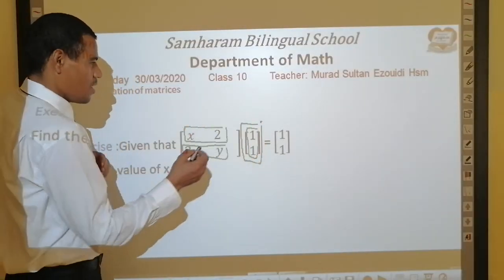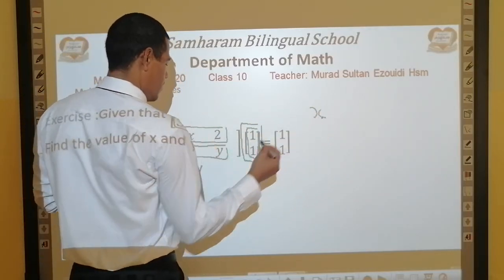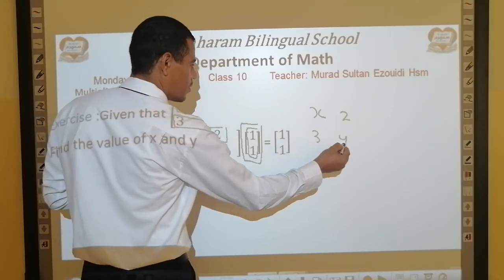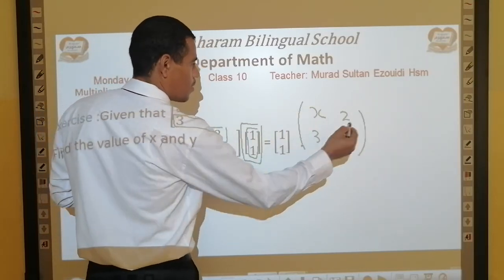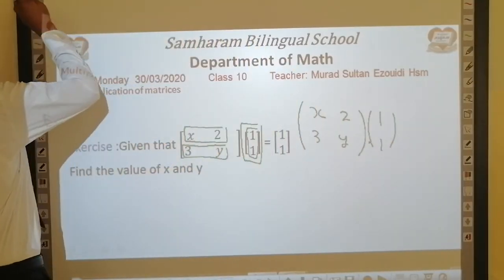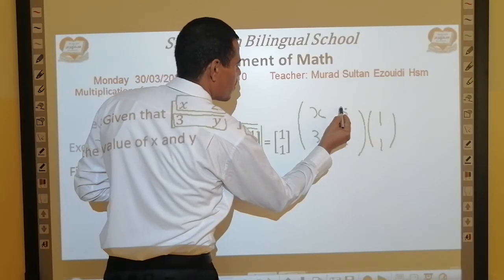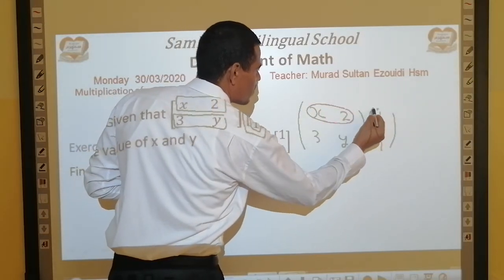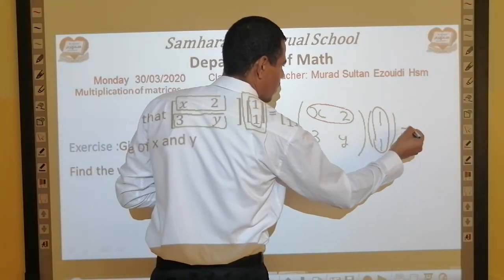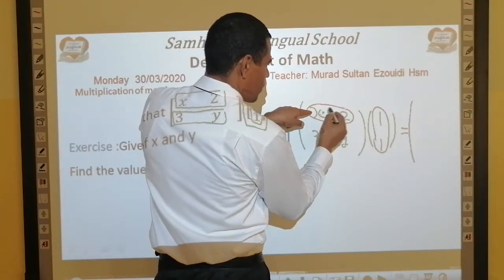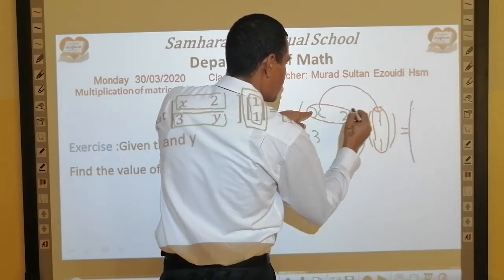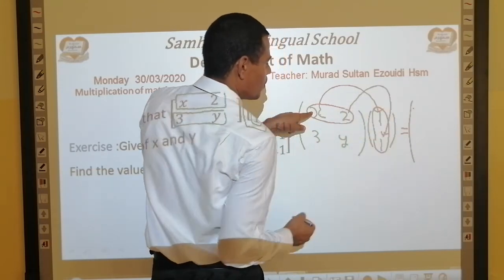Let's do this. Here we have the matrix x, 2, 3, y multiplied by the matrix 1, 1. Look at this. I multiply this one by this. It equals x multiplied by 1, then 2 multiplied by 1.